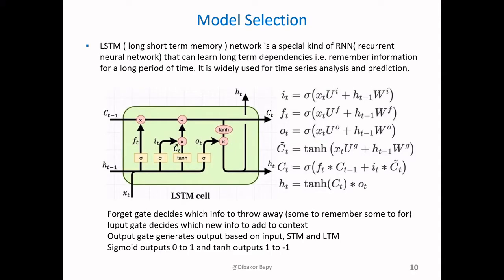I used an LSTM network, a variant of RNN, in my model. It can learn long-term dependencies and remember information for a longer period of time. It is widely used for time series analysis. An LSTM cell manages its memory very effectively. It knows very well when to forget unneeded information and add new information to its long-term memory, called context.